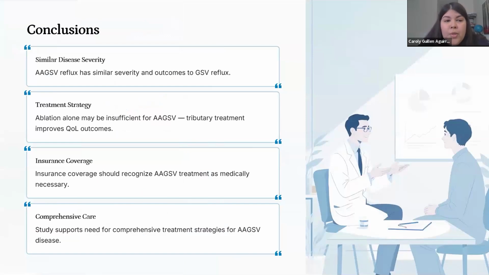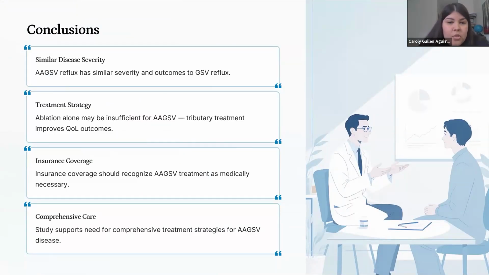So the conclusions were that the AAGSV reflux has similar severity and outcomes to GSV reflux. Ablation alone may be insufficient for AAGSV, and that's why tributary treatment, like the phlebectomies, improved the quality of life. And then the insurance coverage should recognize AAGSV treatment as medically necessary, and the study supports the need for comprehensive treatment strategies for AAGSV disease.